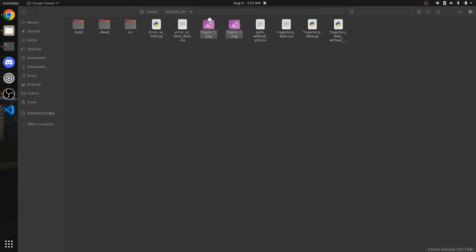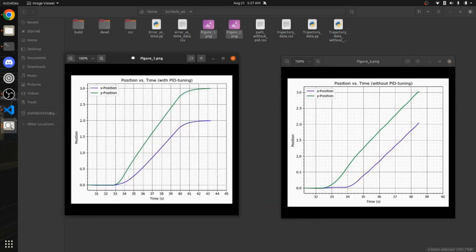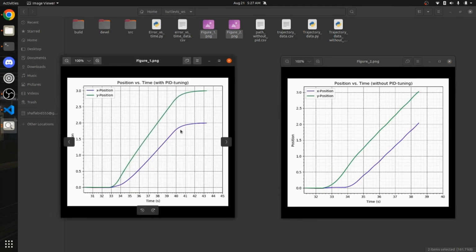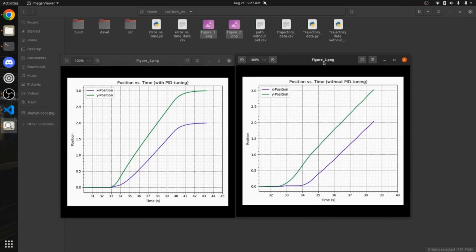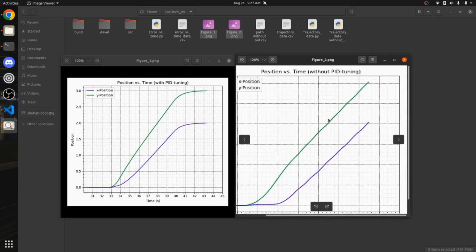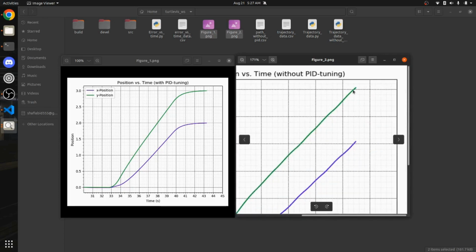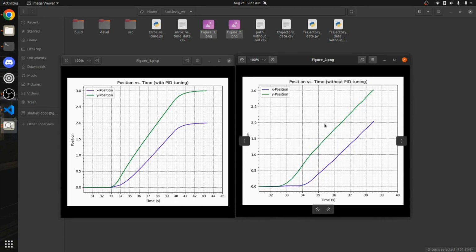So we can see that these are my two results, and this is the graphical representation with the PID controller, and this is without the PID controller. We can clearly see that with the PID controller the path is much smoother, and the goal position is very accurate. On the other hand, without the PID controller, the path is not smooth, first of all, and the goal position is also not accurate. That is, the robot overshoots a little bit. So these are the basic differences between with and without the PID controller.